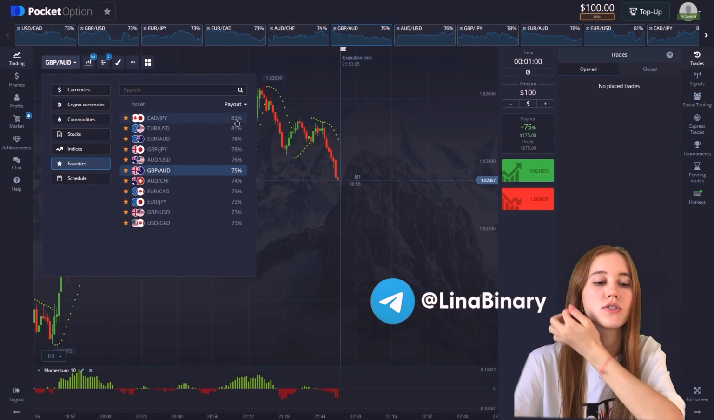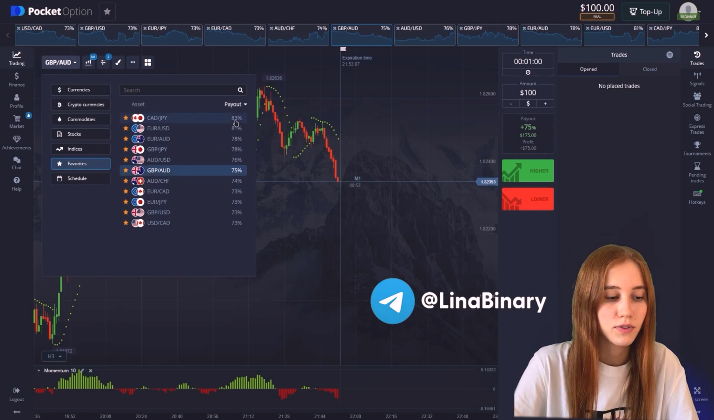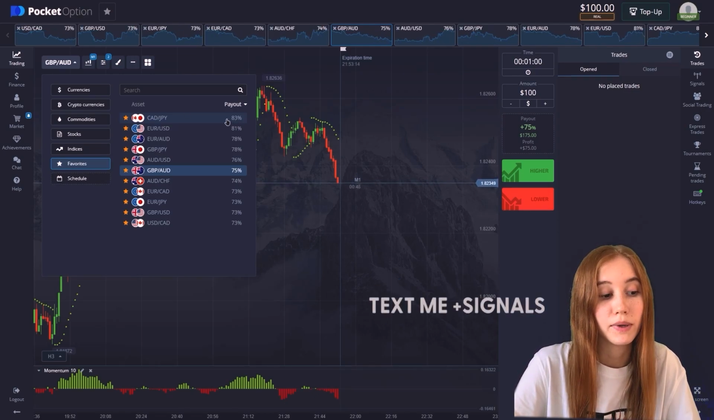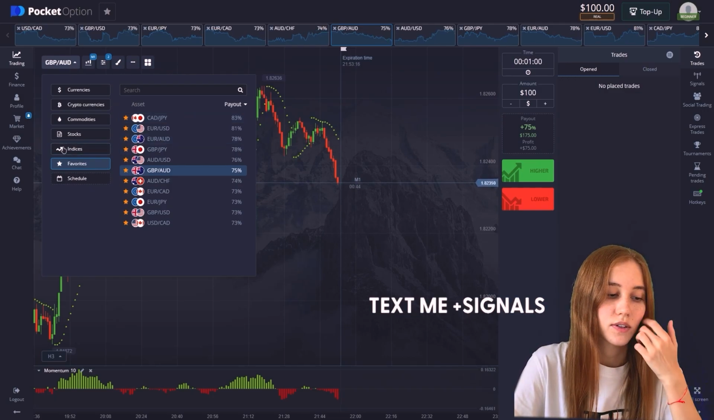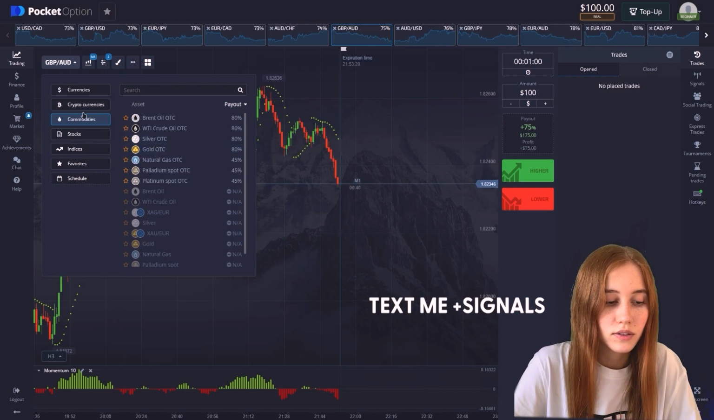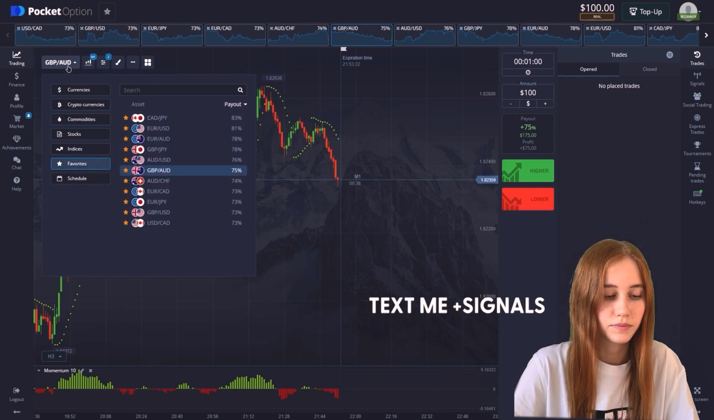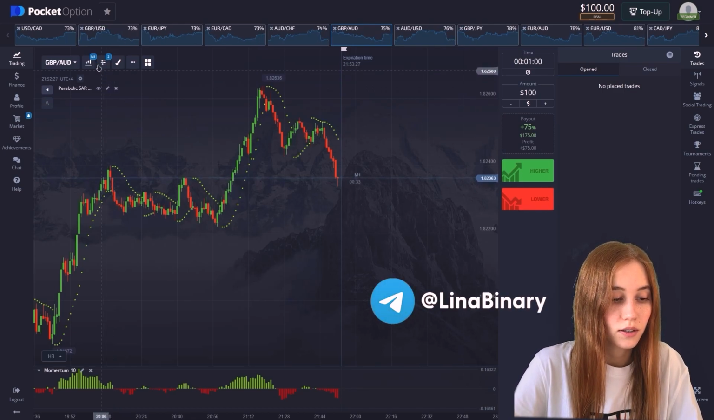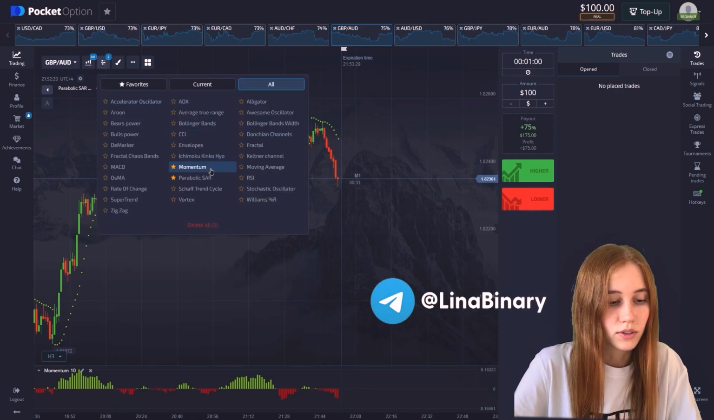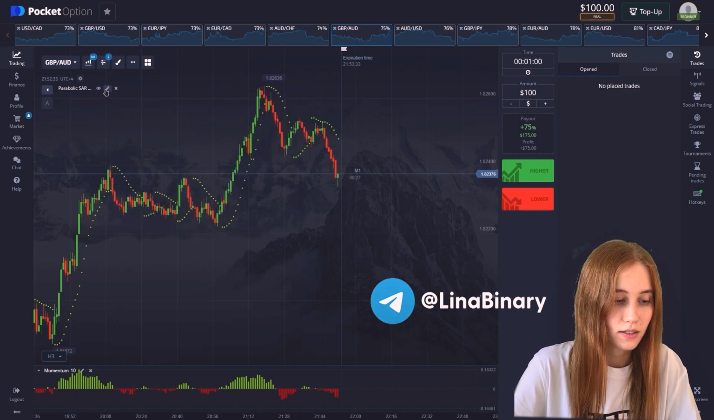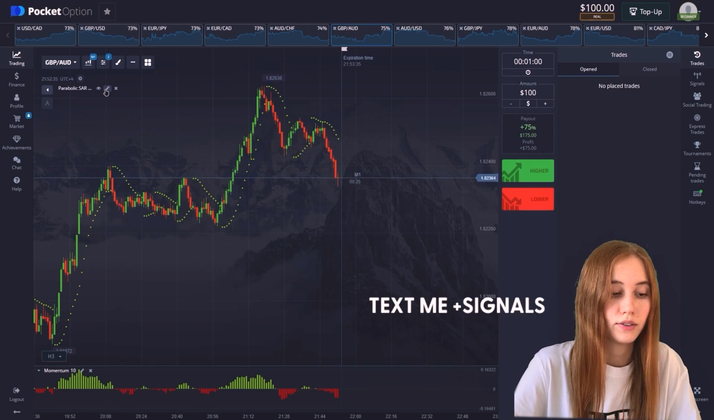The payout percentage works like this: if it's 83 and you place a bet of $100 and it comes in, then your profit will be $83. You can also trade crypto, gold, silver, and so on. We'll trade currency pairs. We'll also use two very cool indicators, momentum and parabolic. Let's start talking about them.